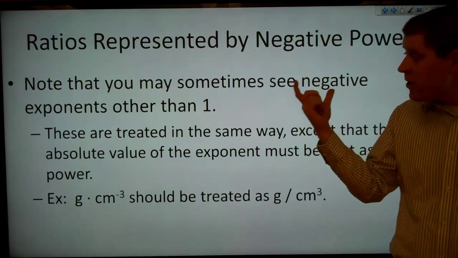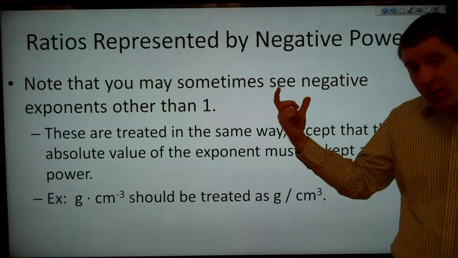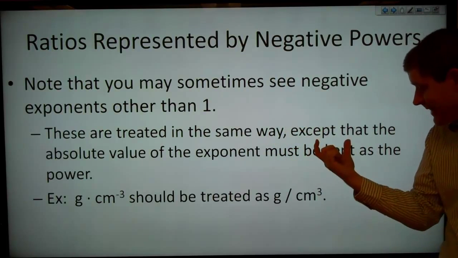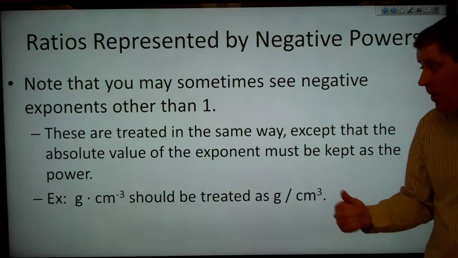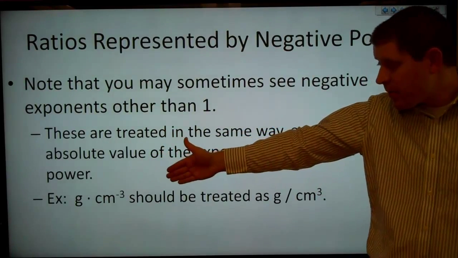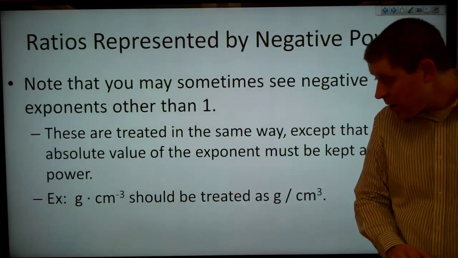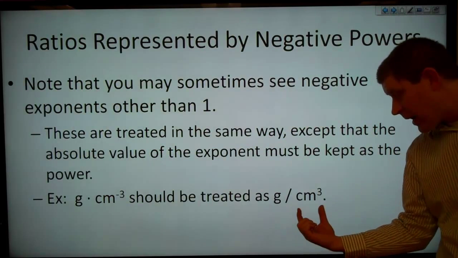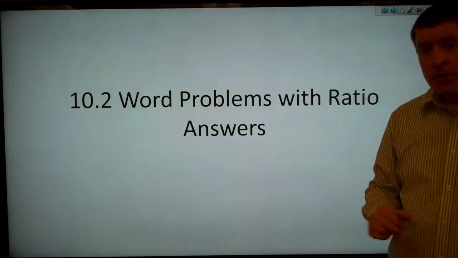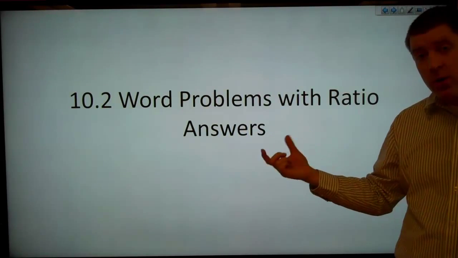And note that sometimes you may see negative exponents other than 1. And these are treated in the same way, except that the absolute value of our exponent must be kept as the power. For example, grams times centimeters to the -3 should be treated as grams divided by centimeters cubed, or grams per centimeter cubed. So that was word problems with ratio answers.